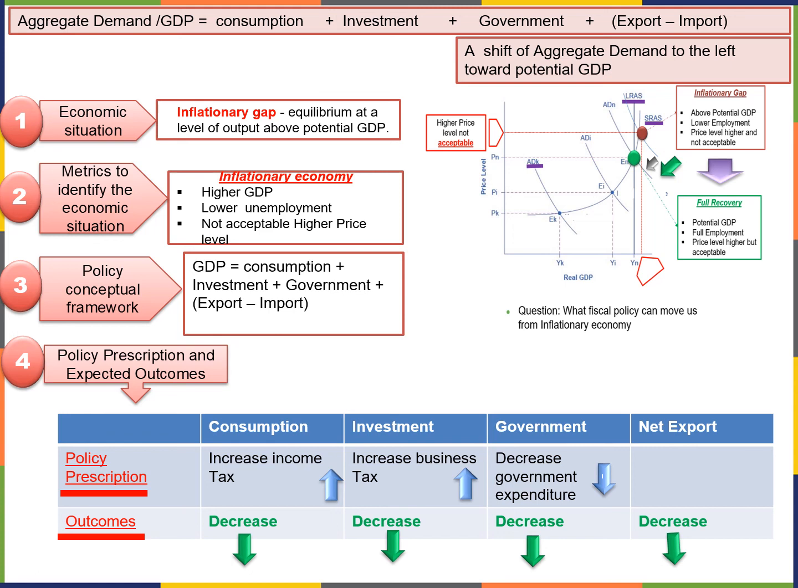The next lesson that we will look into will be money and banking and monetary policy.